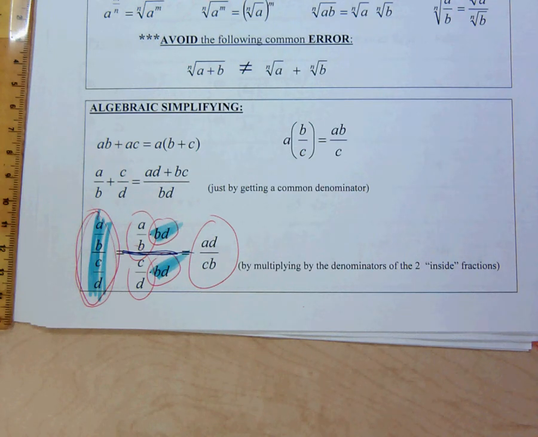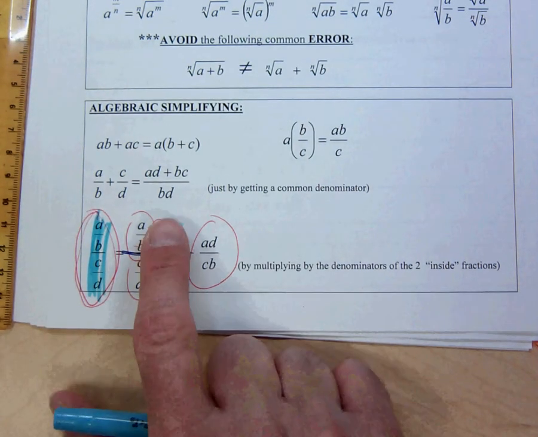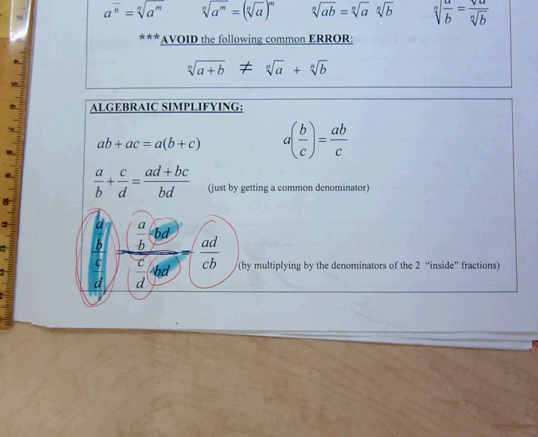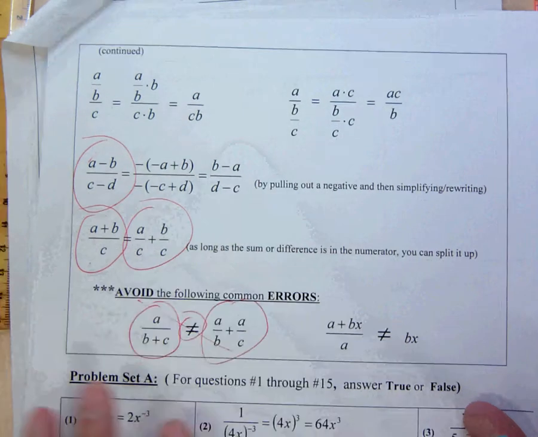Okay. All right. So anyway, by multiplying top and bottom by the BD and simplifying, it turns into a nice fraction that I can work with from there. So that's a little trick I want you to know, to clear out a complex fraction. Okay. All right. These are kind of more of the same.